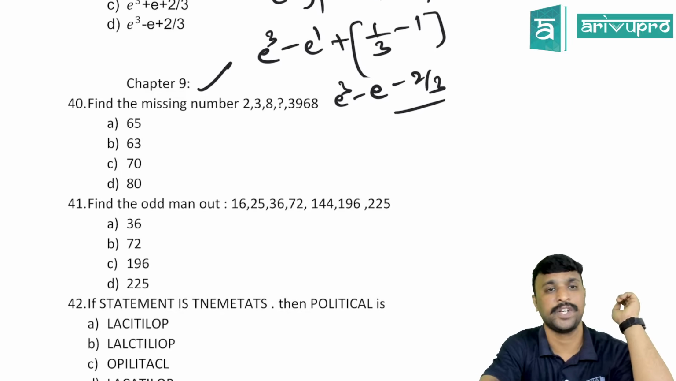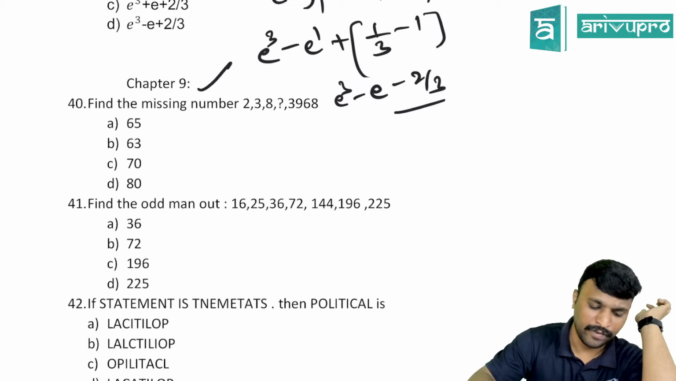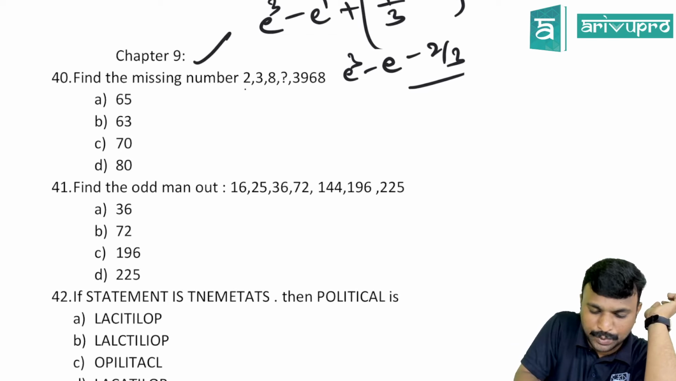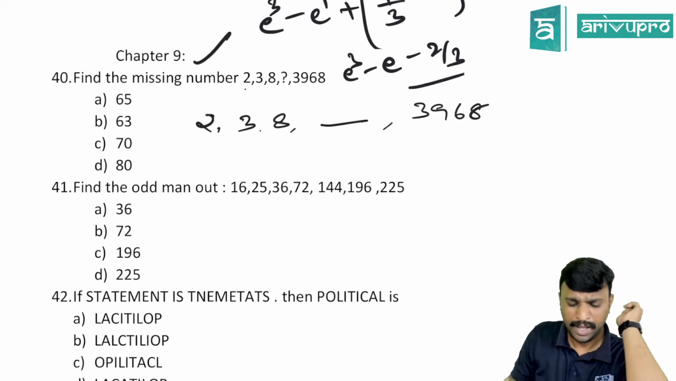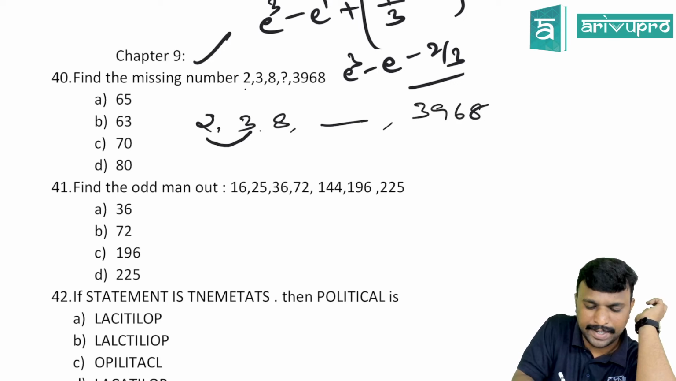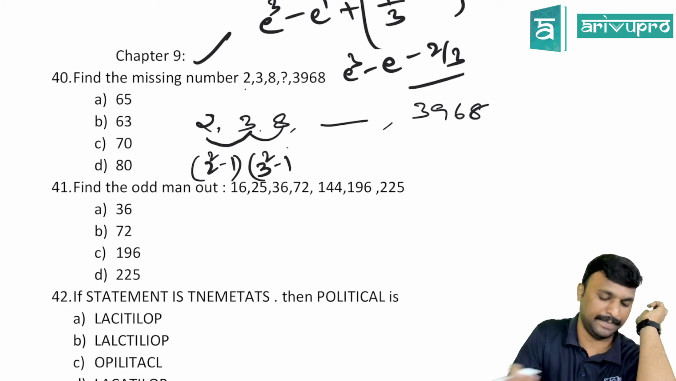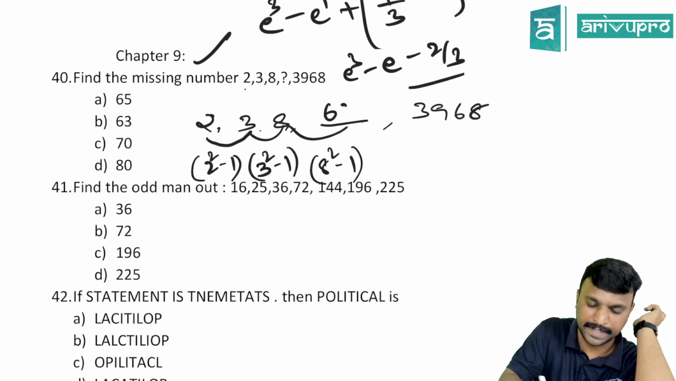Guys, these were the questions from mathematics. Let's move on to the questions on logical reasoning. Find the missing number. So guys, if you look at the sequence 2, 3, 8, a question mark, and 3968. If you see, guys, 2 square is 4, minus 1 is 3. 3 square is 9, 9 minus 1 is 8. 8 square minus 1, if you do, is 64, minus 1 is 63.